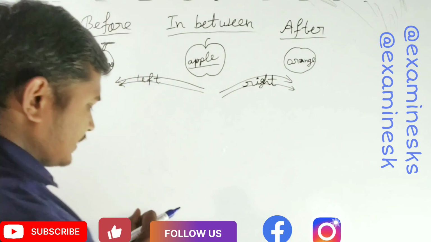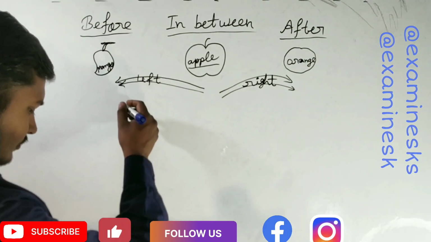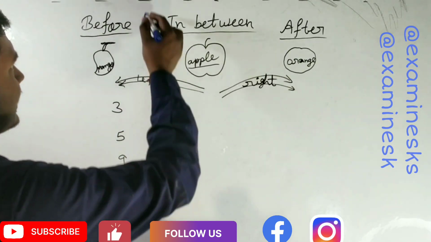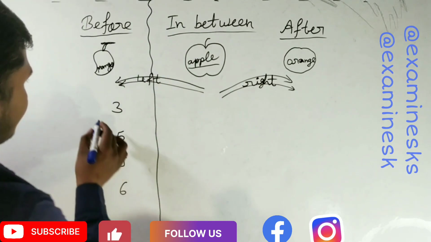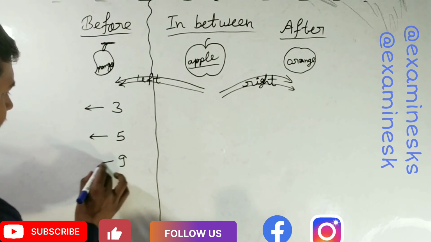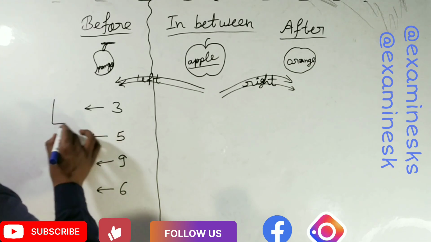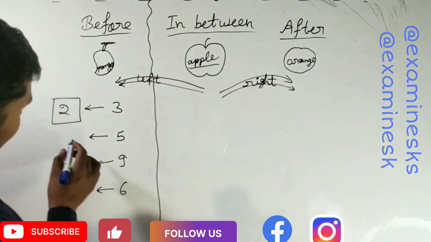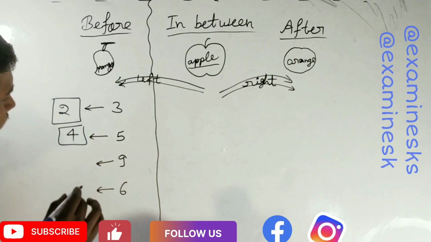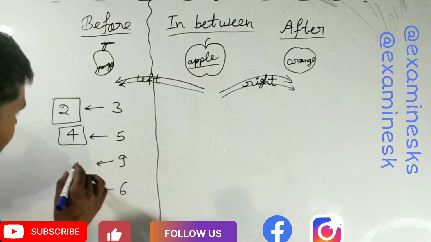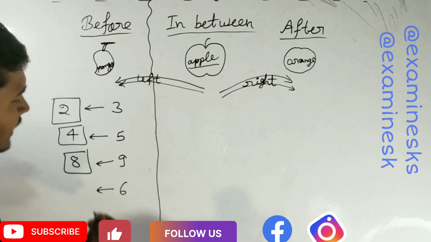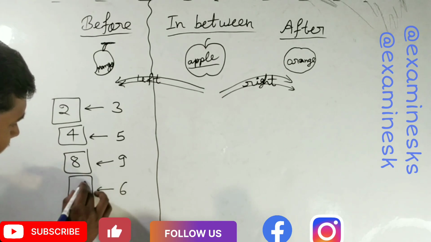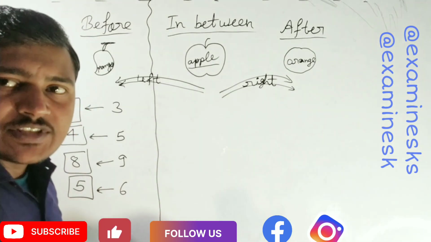Let's try with the numbers. I write here 3, 5, 9, 6, and you have to write what is before 3, before 5, before 9 and before 6. So 2 is before 3, and 4 is before 5. Next, 8 is before 9, and 5 is before 6.